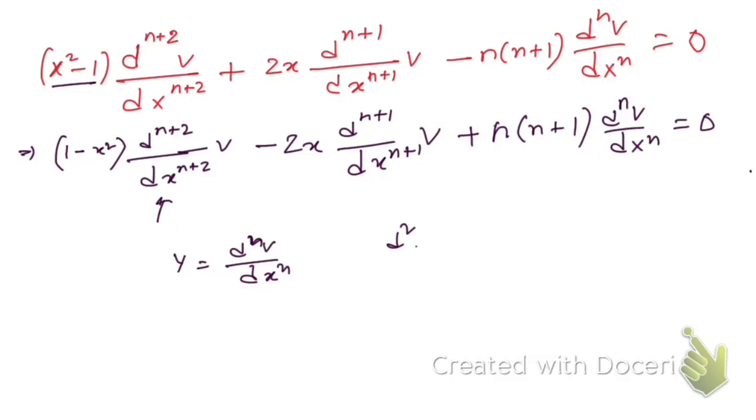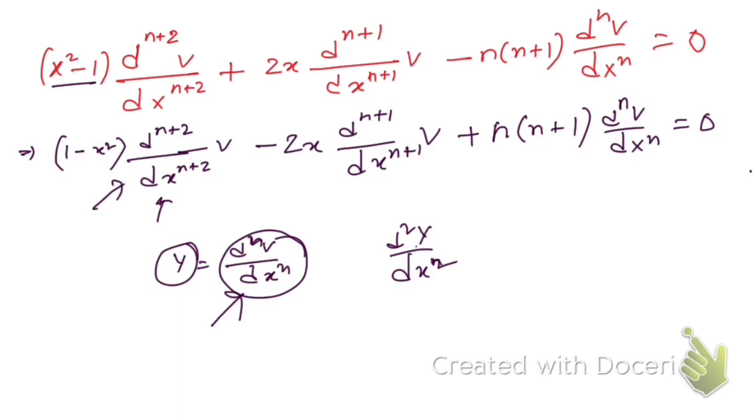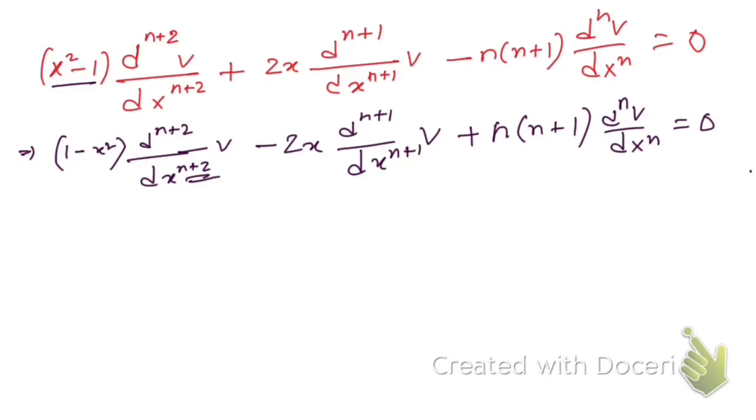So second order derivative of v with respect to x, right? Because we have taken nth order derivative of v with respect to x as y, this can be replaced by second order derivative of y with respect to x, right? Because here the order is n plus 2. Hope you have understood this.